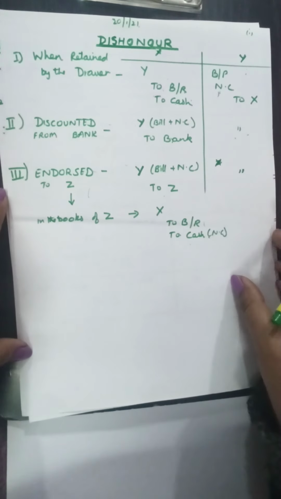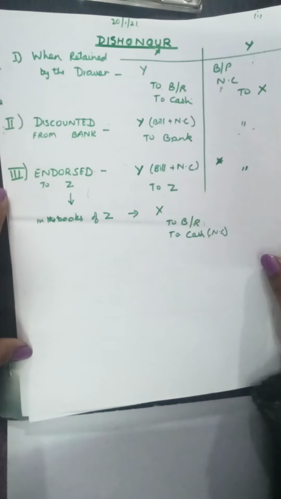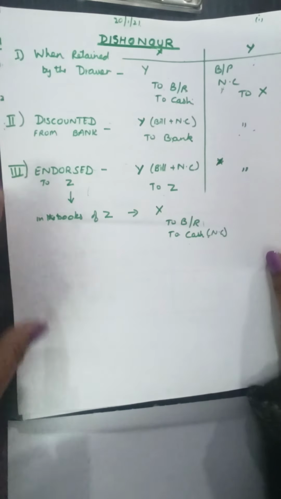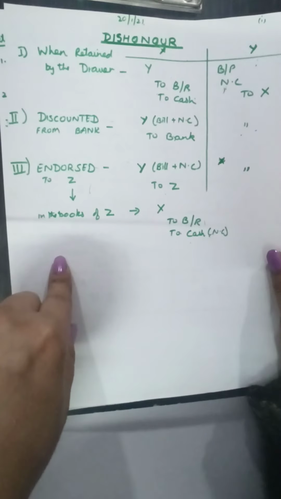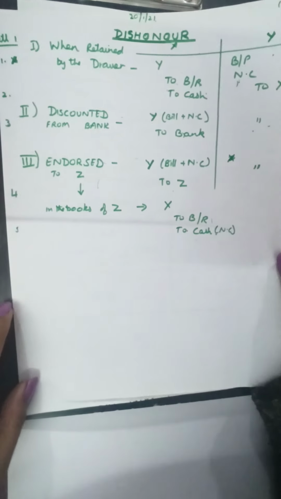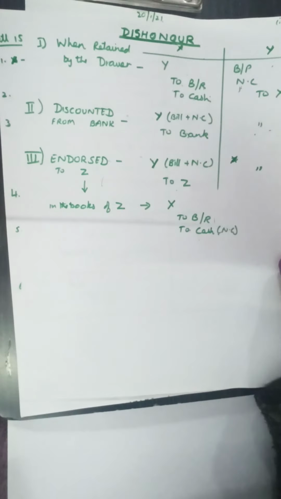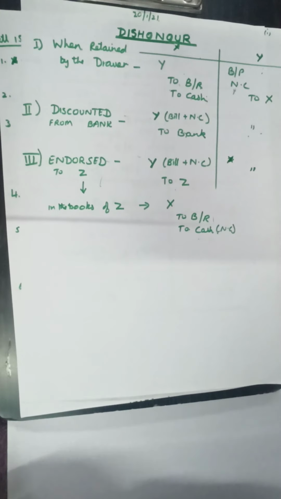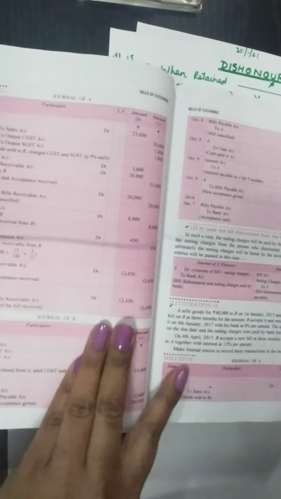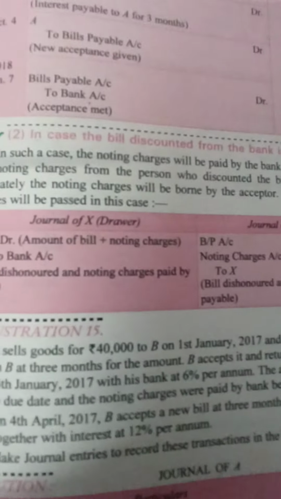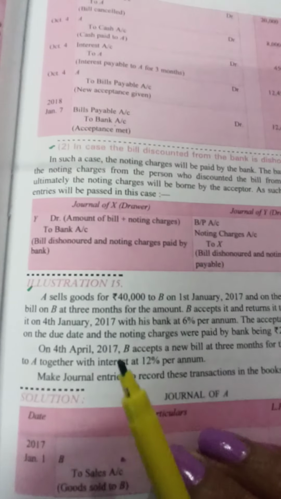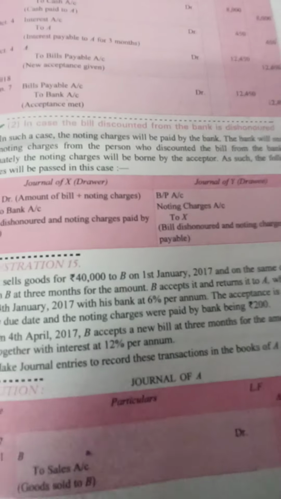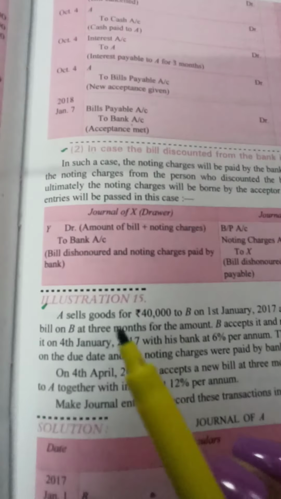Chalo, now we'll do one illustration, a very simple comprehensive illustration, so that the treatment is embedded properly in your mind. So please open illustration 15 of the textbook. I'll open mine here. Illustration 15. I'll just take it down here so that you understand properly. Now, first we'll read the question, then we'll go side by side.